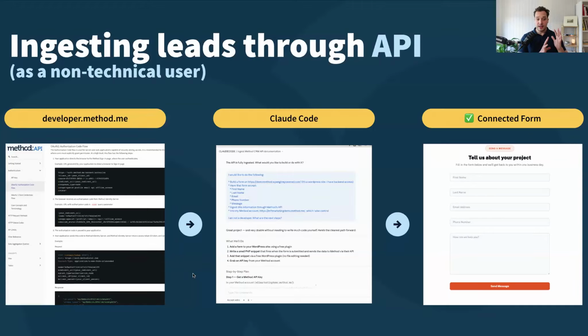Now, the other thing that I can do is connect what exists in Method, so not the customization, but what is already there, to some external source using this thing called an API. I'm not going to get too deep into what APIs are. I'm also totally not an expert on APIs or how any of them work.